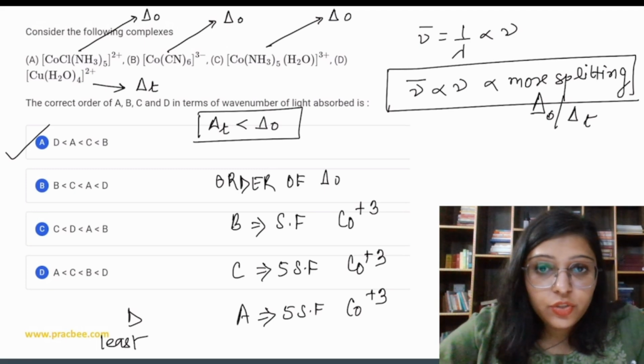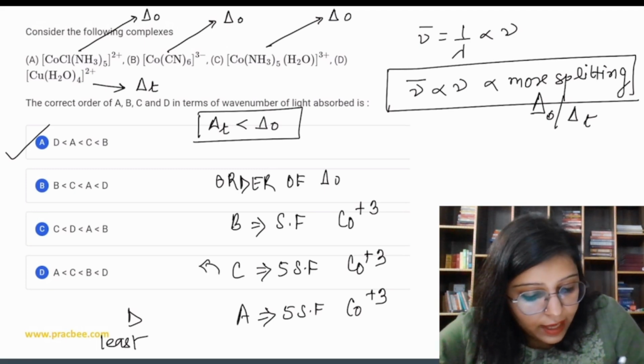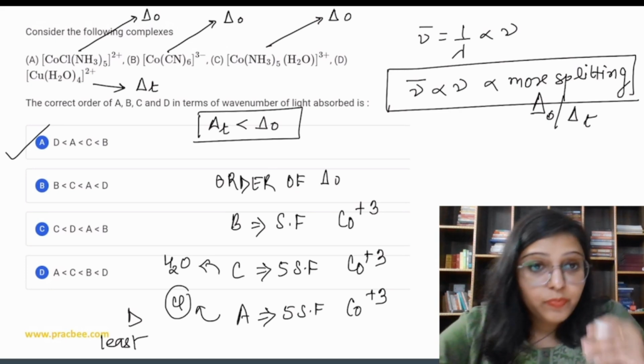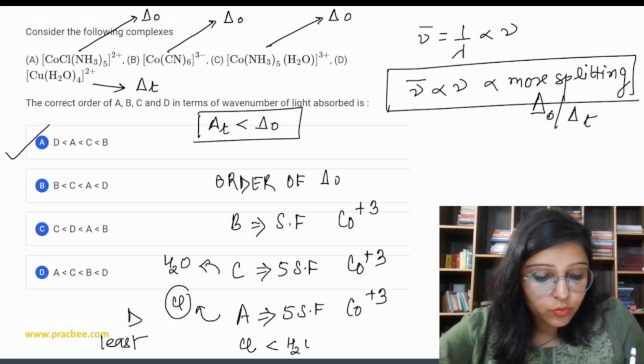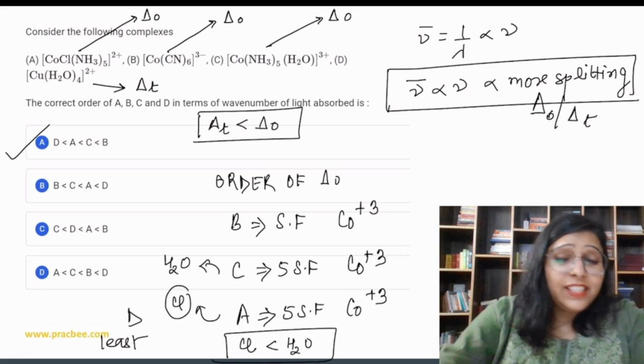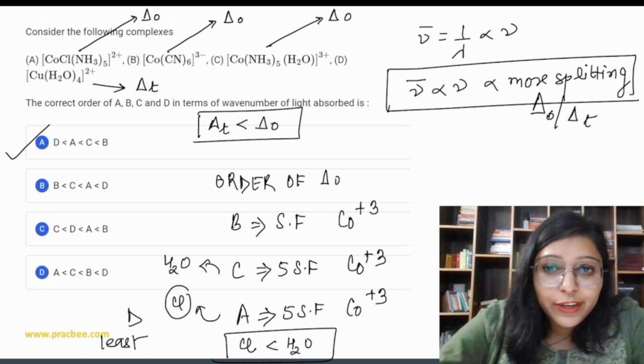Right. Now what do we check? In C1, we have H2O and in A1, we have Cl. So Cl is weak field in comparison to water, right? So if Cl is weak field in comparison to water, what is going to be the order?